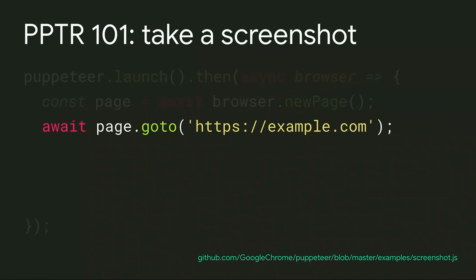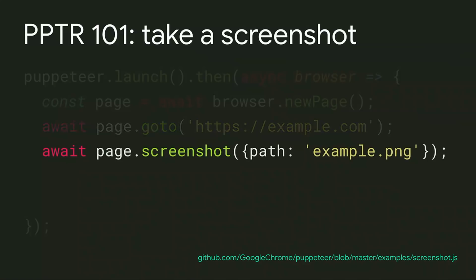And once that promise resolves, we can navigate to the URL that we want to take a screenshot of. Just call page.goto. That's going to actually wait for the page's load event to fire before it resolves. And then we can just use Puppeteer's API to take a screenshot. And this has a bunch of options. You can take a full page screenshot or actually screenshot a portion of the page or even a DOM element. But you can see it's pretty easy.